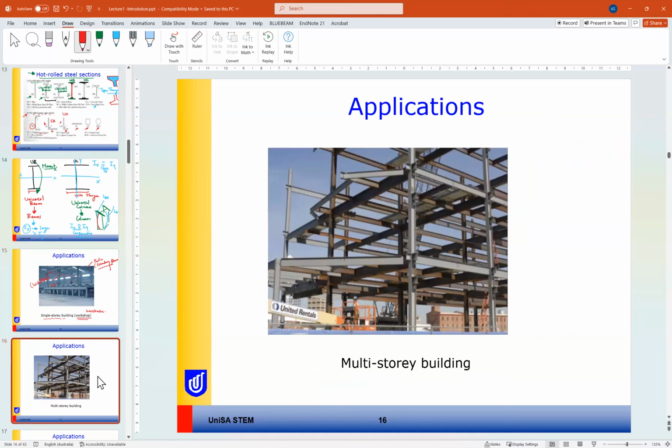Another application of hot rolled is multi-story buildings. So the main frame of the building will be from hot rolled, like we have columns, we have again beams, and we might have bracing somewhere. So we can have also bracing.